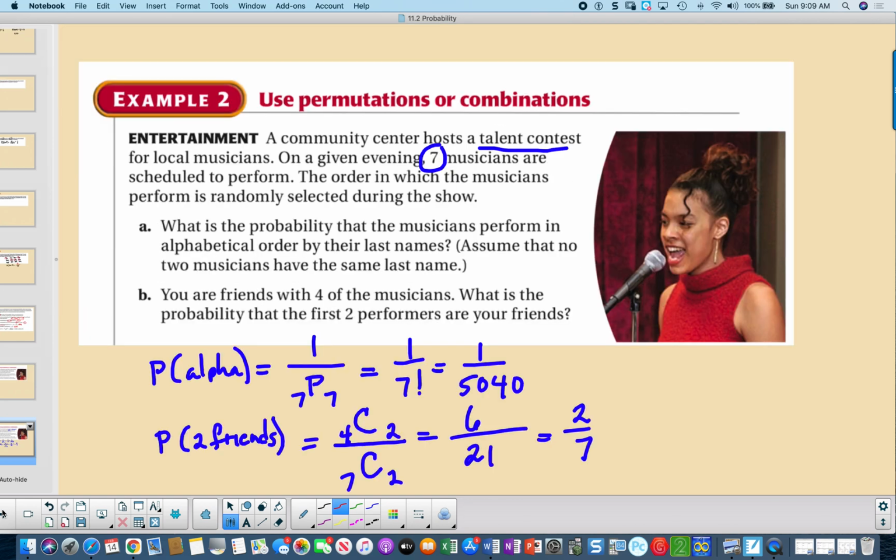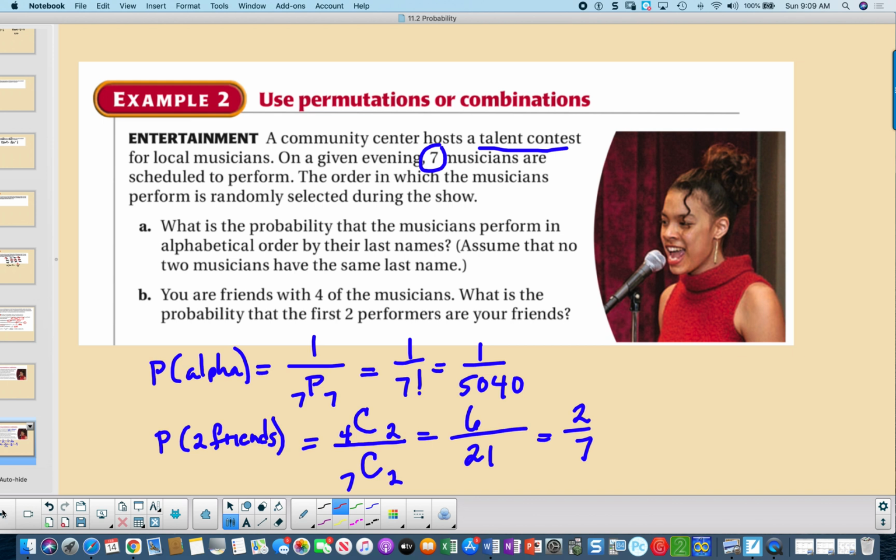Well, the number of ways to arrange 7 musicians, 7 at a time, is 7 factorial. And alphabetical order, that'll only be 1. That'll be only 1 out of all those ways to do that. You are friends with 4 of the musicians. What is the probability that the first 2 performers are your friends?